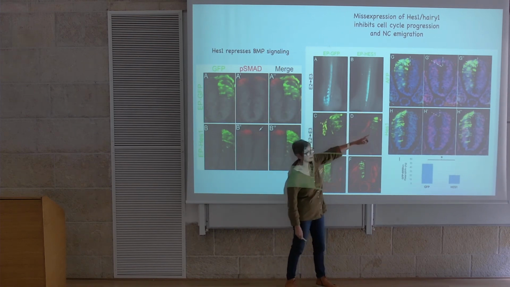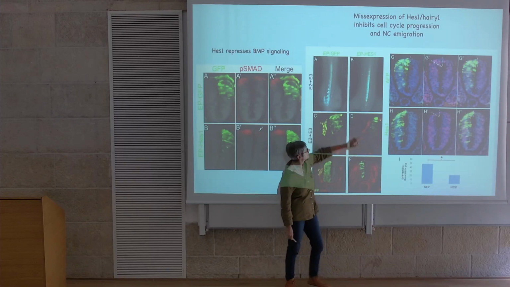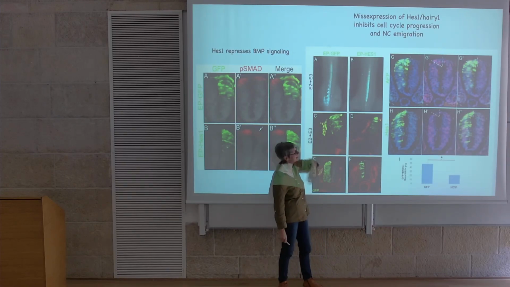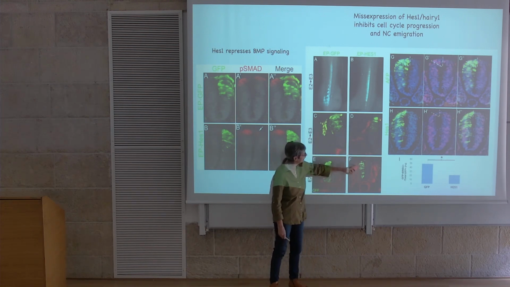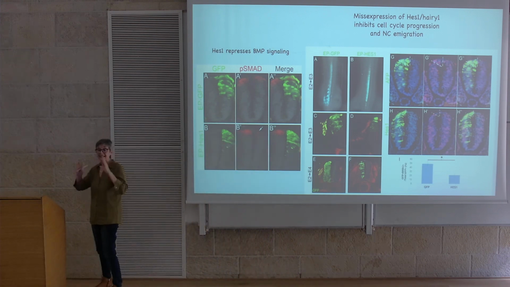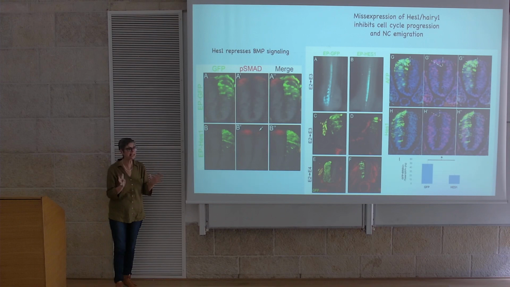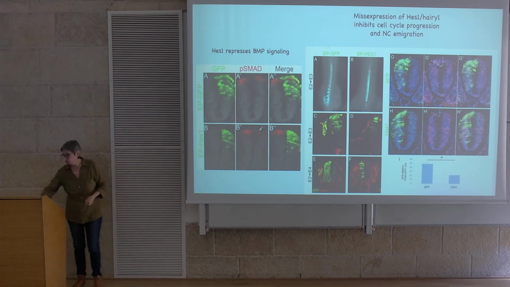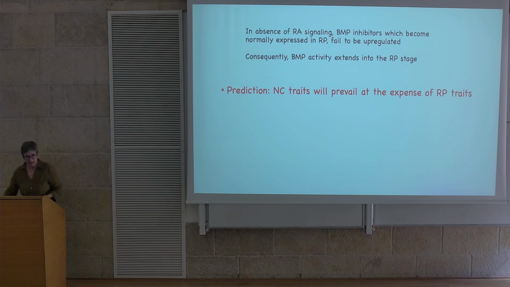You see all the cells do not die. You see them concentrated in the tube, but these are DRGs, these are Schwann cells, and they lack the contribution of the cells that have been electroporated. The same is true for day 4, so no delay in emigration. The cells cannot emigrate when we apply an inhibitor of BMP. So what all this means is that in the absence of retinoic signaling, BMP inhibitors, which are normally expressed in the roof plate, fail to be upregulated. Consequently, BMP activity extends into the roof plate stage.